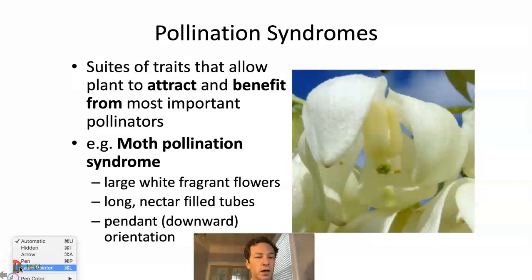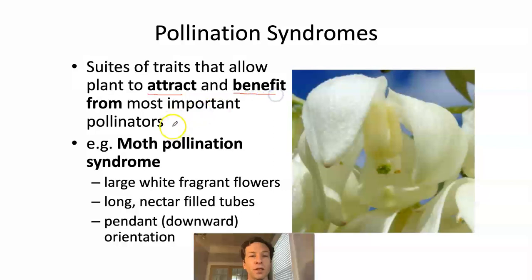Pollination syndromes are suites of traits, so combinations that allow the plant to both attract and benefit from whatever their most important pollinator is. Traits tend to work together. There are some traits that are very good for some pollinator types and other traits for others. And so we see repeated evolution of similar combinations of traits. And we won't go through them all, but I'll give you some examples.